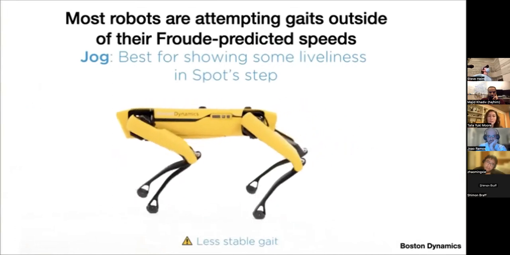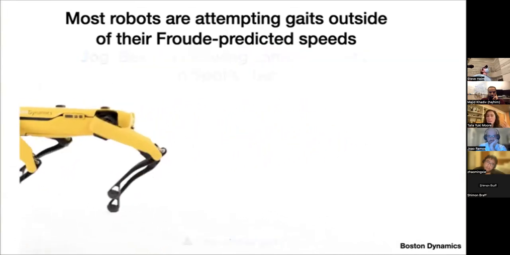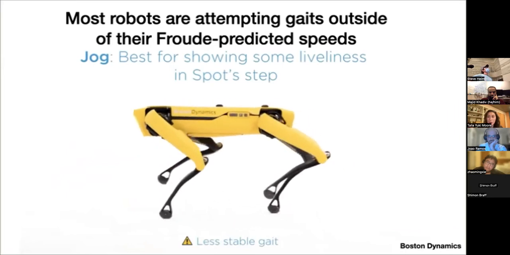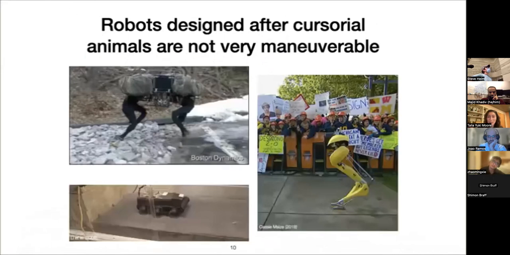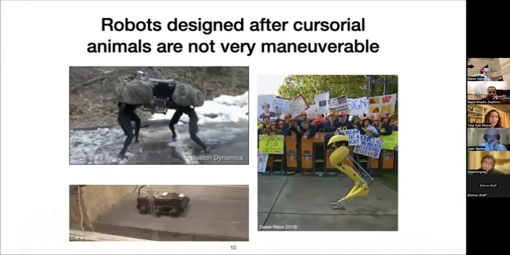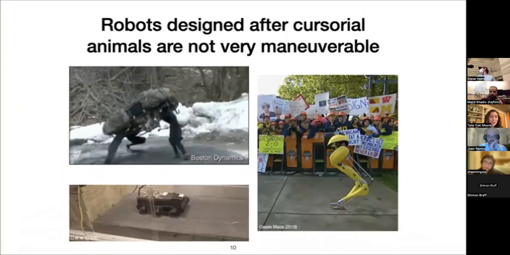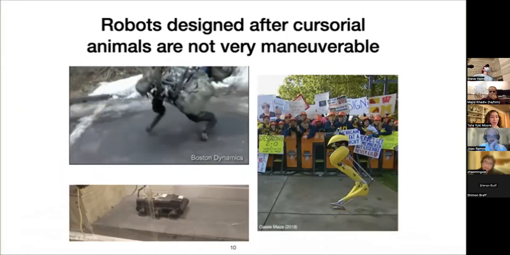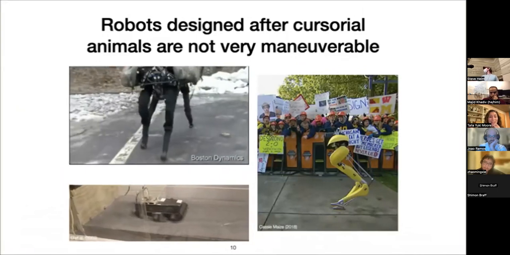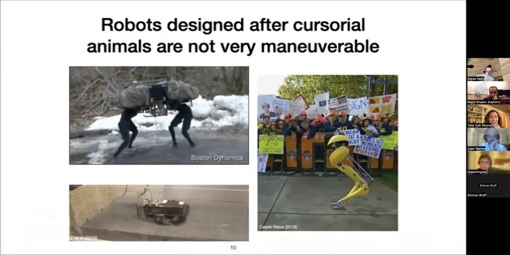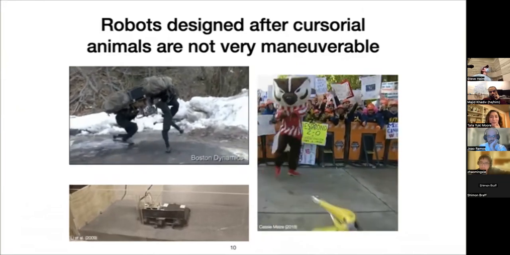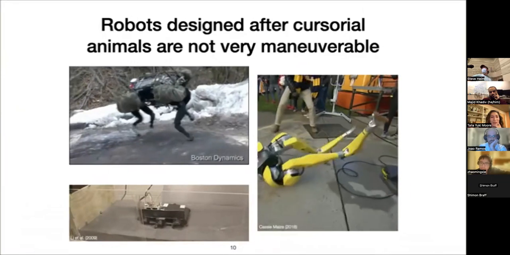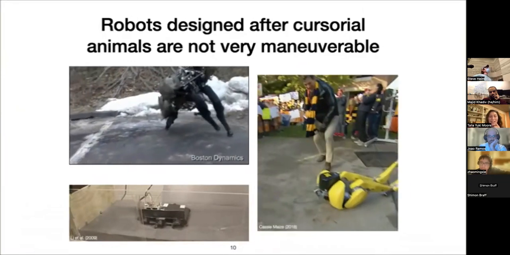So what else have we learned about these robots now that we've been designing them and running them around in the world? The other thing that we found is that robots designed after cursorial animals are not actually very maneuverable. If you take a look at the Big Dog from Boston Dynamics, Rex moving on granular media, and Cassie from Agility Robotics stepping on a crack in the concrete and then falling over, these robots are not very maneuverable. And why is that?